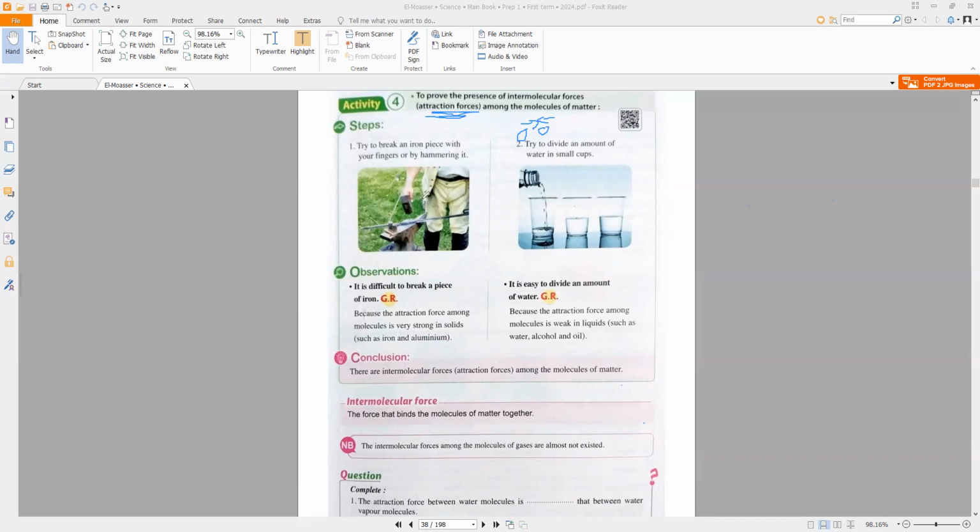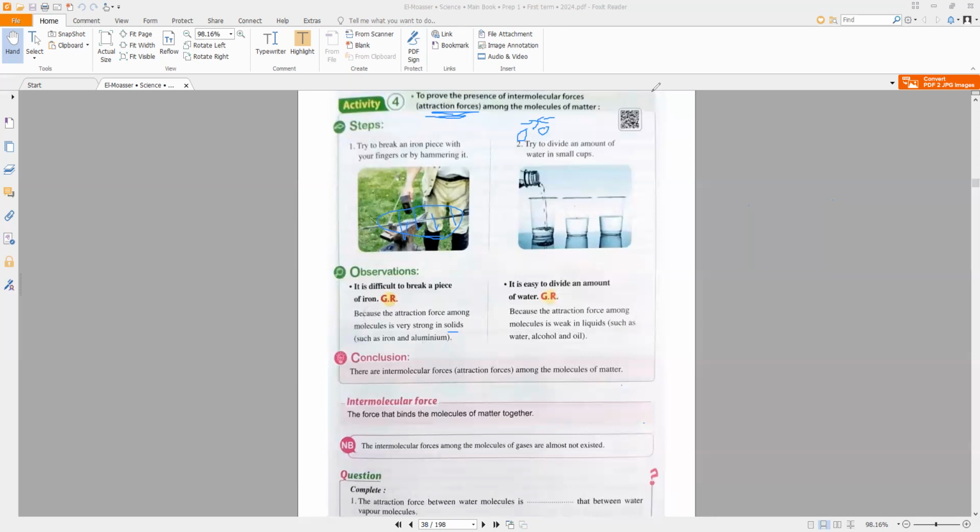To prove that, if you have a piece of iron and you want to break or divide this piece of iron, you will find it is very difficult to break. Why? Because the intermolecular forces in a solid matter, in this iron, are very strong. Solid matter like iron, like aluminum, is very difficult to break, whether a piece of iron, a piece of aluminum, or any solid object, because the attraction forces between the molecules are very strong.